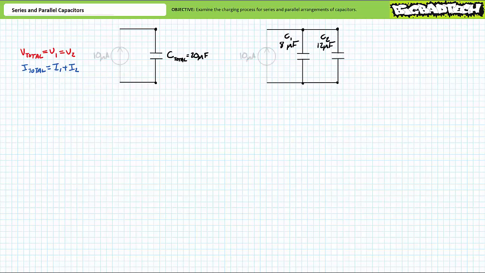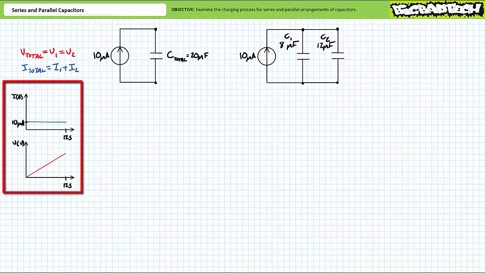Allow me to demonstrate. To explore this phenomenon, let's say the parallel arrangement is hooked up to not a Thevenin equivalent circuit, but rather to a 10 microamp current source that continuously pumps 10 microamperes of current into this parallel relationship. Let's say we do this continuously for a time span of 12 seconds. Note this current source steadily supplies a constant amount of current.